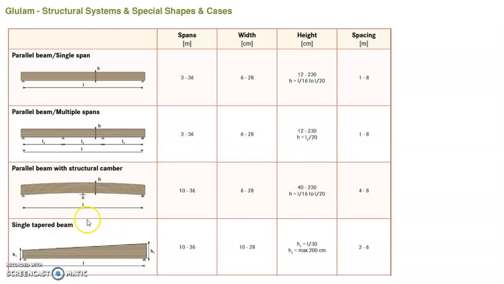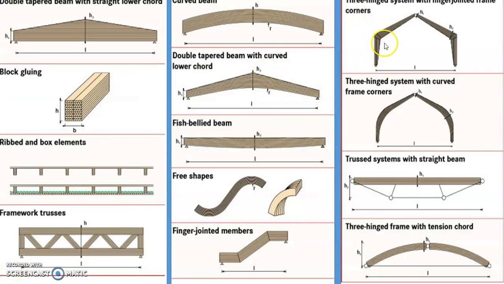You can have a tapered beam, and you can have other arrangements as shown in the next slide here, where you can have a 3-hinge system. You can have a curved frame corner. You can have a truss. You can have a frame truss, box element, so on and so forth. So it's really very flexible.